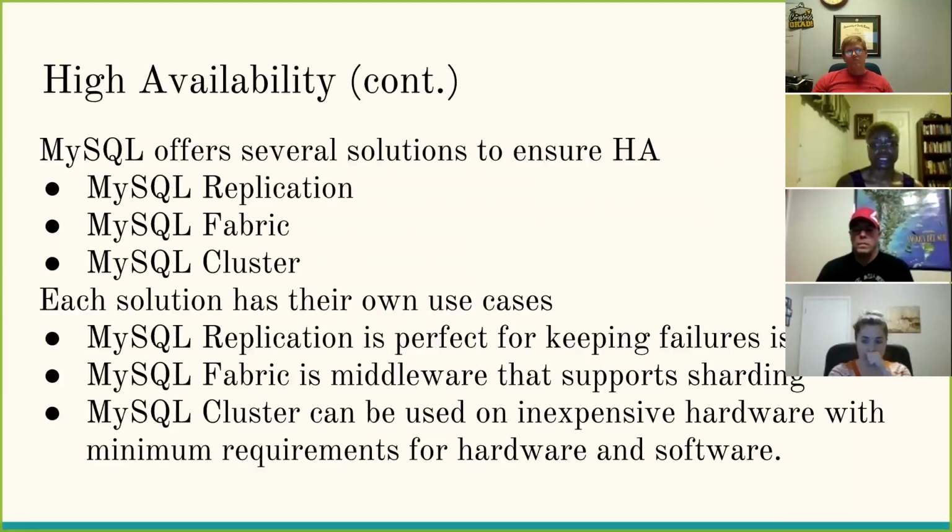Fabric is middleware software and also supports sharding, which is the partitioning of the data into independent sets, and it directs each client to the partition that has the data the client wants to modify. And Cluster: attaining high availability is very expensive, because if you want to put in place redundant systems, that means multiple servers. With Cluster, you can run it on fairly inexpensive hardware, and the minimum requirements for the hardware and the software are fairly low. It also has an auto sharding feature. Next slide.